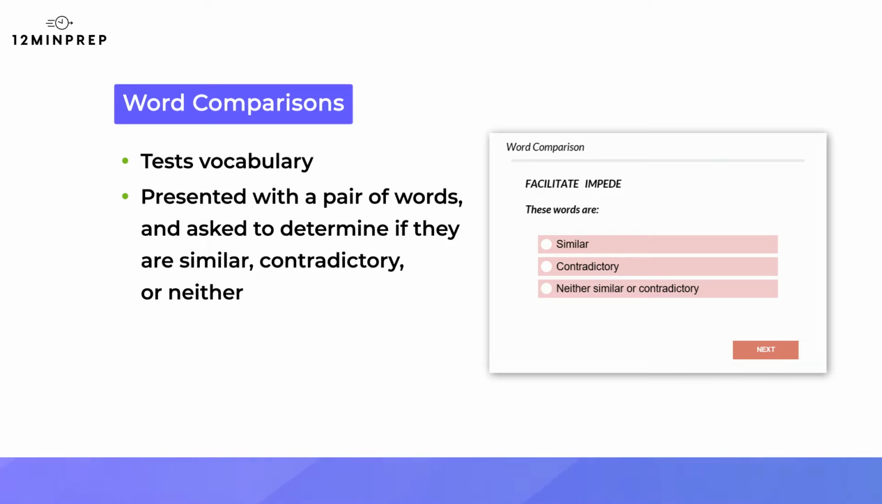Pause the video and try out this sample question. The correct answer is contradictory. These words are contradictory. The word facilitate means to make something easier, while impede means to block or make something harder.